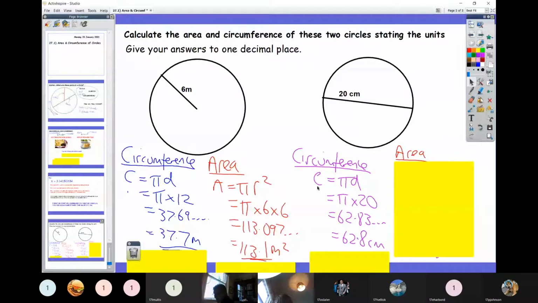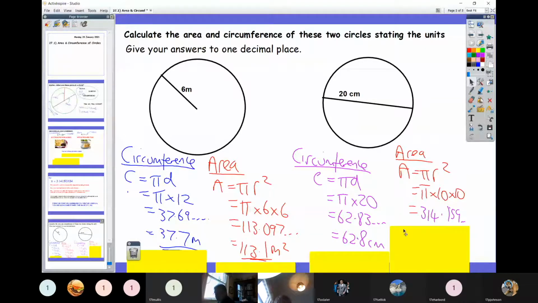Now for the area, remember area is pi r squared. We need the radius. Well, that 20 is the diameter, so to get the radius, we're going to have to halve that. So the area is going to be pi times half of the 20, which is 10. So pi times 10 squared, or pi times 10 times 10, which gives us 314.159..., which is 314.2 to one decimal place. So 314.2 centimetres squared. You can hardly see the point there, but there is a point between the 4 and the 2.